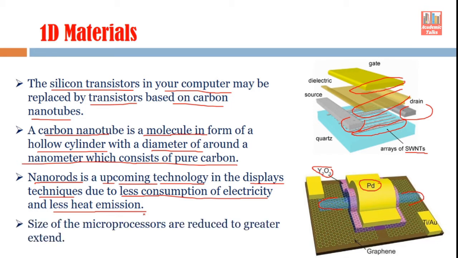And because of the use of these 1D materials, or you can say nanowire or quantum wire or nanorods, whatever you prefer to call them, we get a major benefit, and that major benefit is that the size of the microprocessor is being reduced to a greater extent. So the size of the microprocessor is being reduced by the use of these kinds of 1D materials.